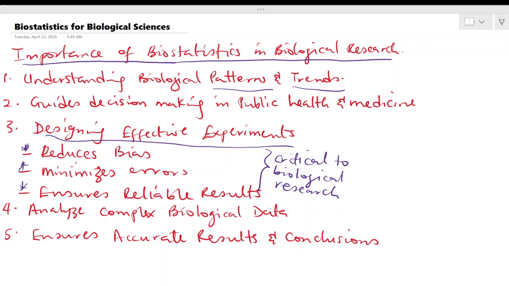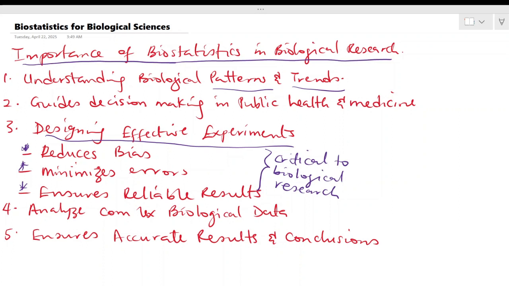All right, and point number four is that it analyzes complex biological data. A key word here is complex because biological data could be very, very, very complex. And because it could be complex, especially with modern advancements in genomics, environmental sciences, and epidemiology, biostatistics provides tools and methods to simplify and analyze large data sets, enabling researchers to draw meaningful conclusions about complex biological processes or genetic information.